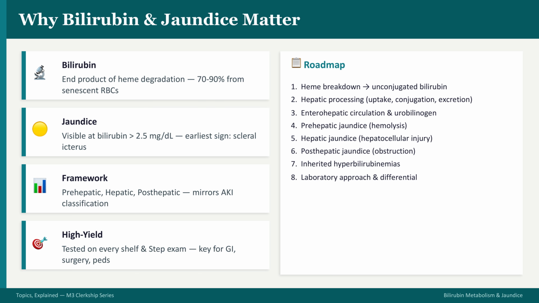Here's our roadmap. We'll trace bilirubin from its origin in heme breakdown, through the liver's 4-step processing system, out into the gut via enterohepatic circulation, and then we'll apply all of that physiology to the 3 categories of jaundice and the inherited hyperbilirubinemias.